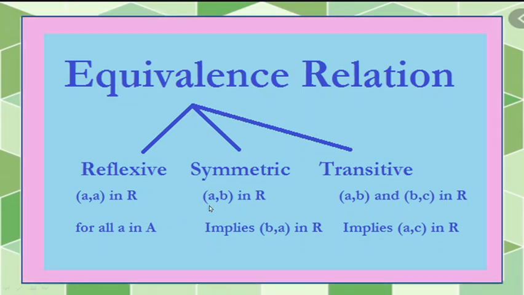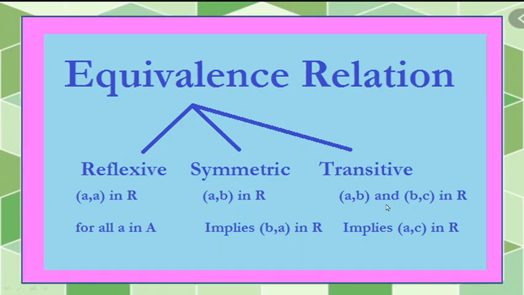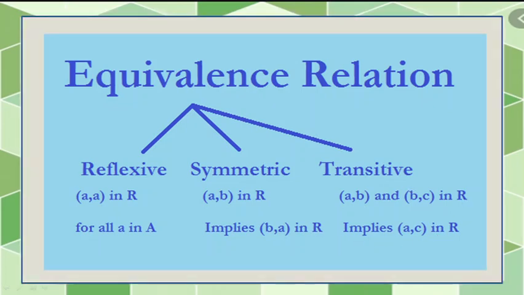Symmetric relation means (a, b) in R implies (b, a) also in R in the same relation. Means if (1, 2) is in relation, then (2, 1) should also be there in the relation. Transitive means if (a, b) and (b, c) are in the relation, then this implies (a, c) also in the relation.